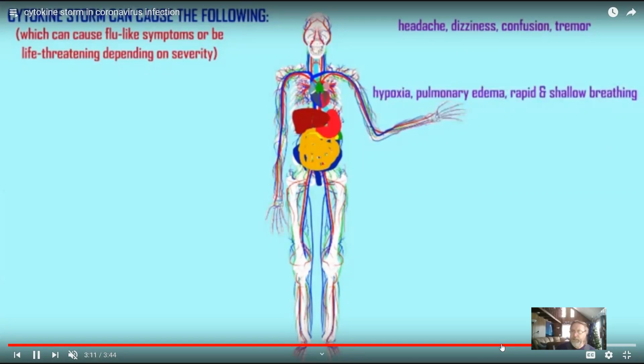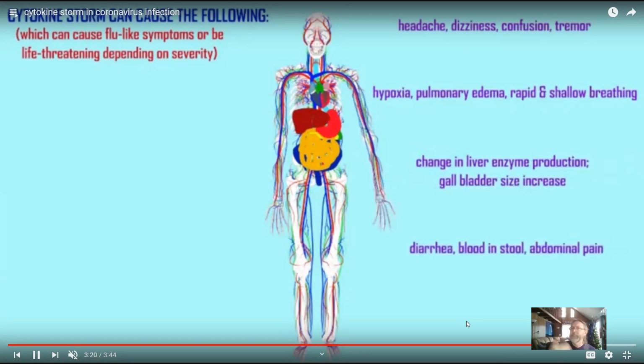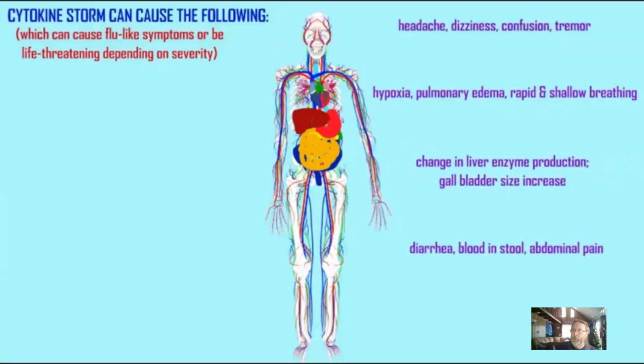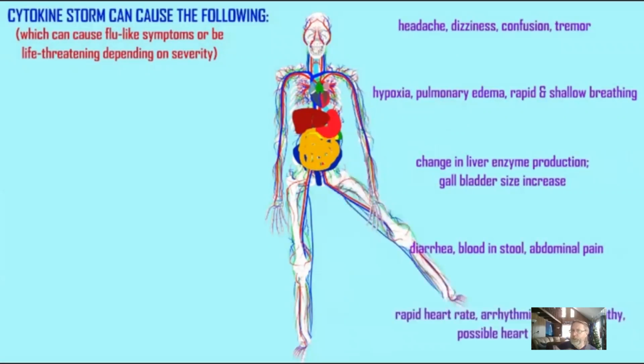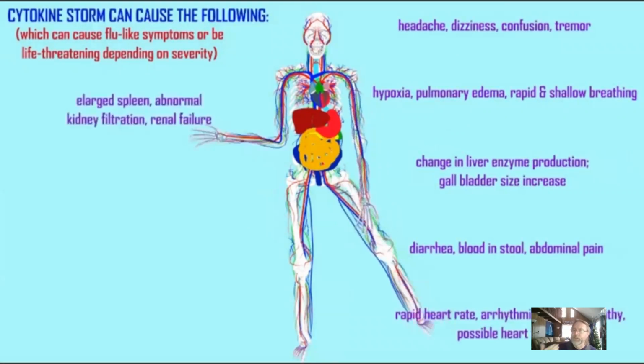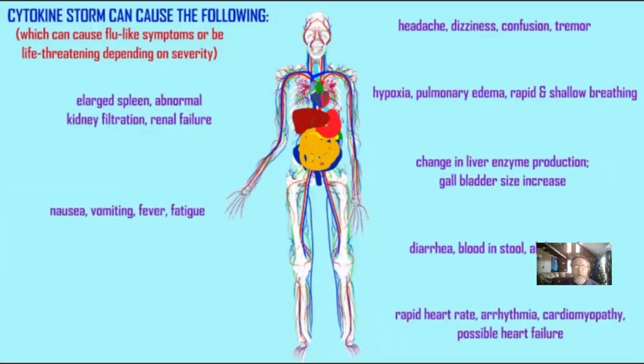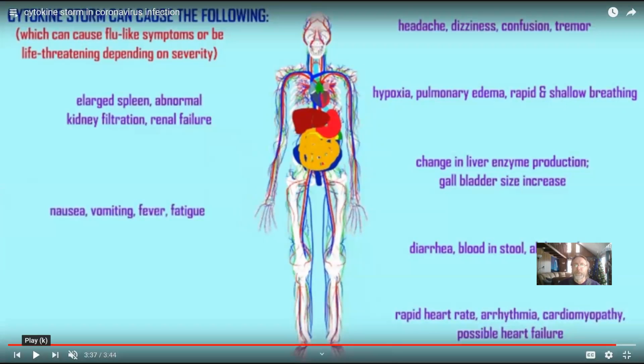Now, the responses can vary from person to person, so I'm not saying that all of these are constant in every patient, but things that one can see are headache, dizziness, confusion, tremor, hypoxia, pulmonary edema, rapid and shallow breathing, changes in liver enzyme production, increase in the gallbladder size, diarrhea, blood in the stool, abdominal pain, rapid heart rate, arrhythmia, cardiomyopathy, possible heart failure, an enlarged spleen, abnormal kidney filtration, renal failure, nausea, vomiting, fever, fatigue.